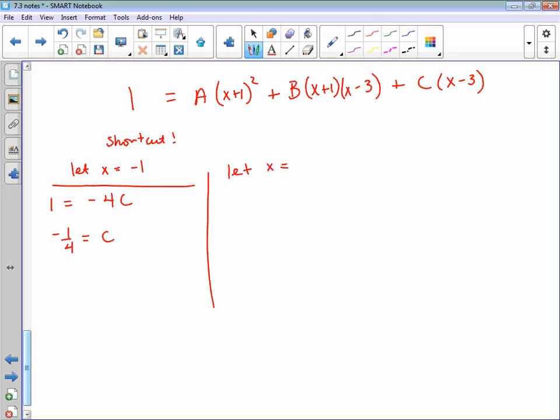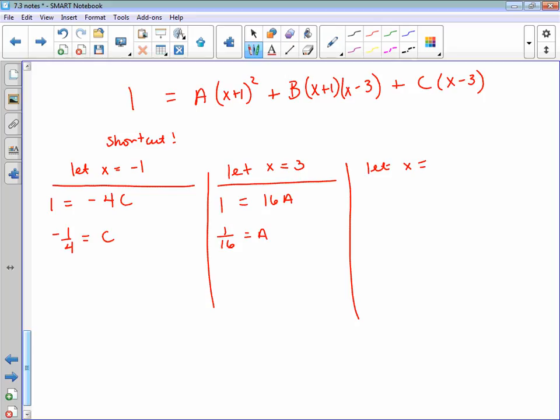All right, now I'm going to let x equal something else. What else do you think I might want to let it equal? 3. What else is going to give you a couple zeros up there? A 3. Yep, so that you can eliminate certain terms. So if x equals 3, I've got 1 equals 16A, right? Okay. And then the B is gone and the C is gone, right? Okay. So I have 1/16 for my A.